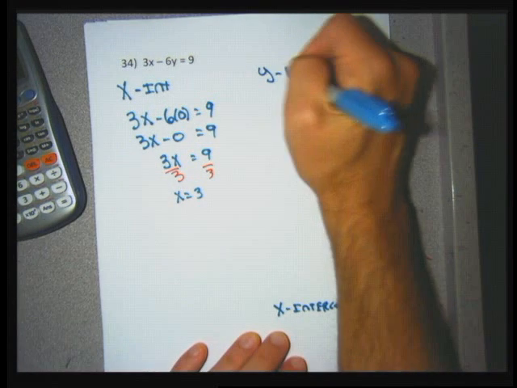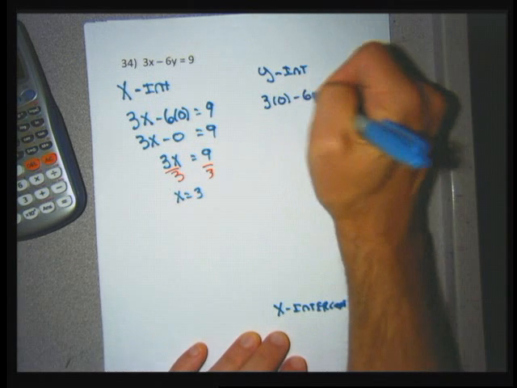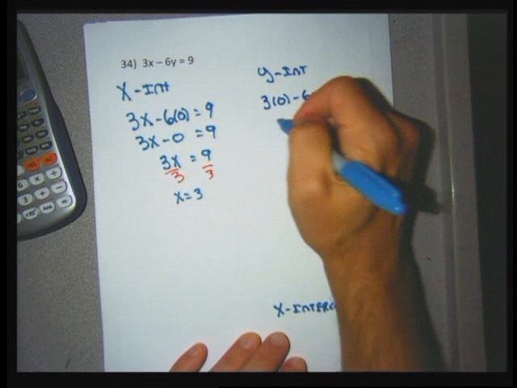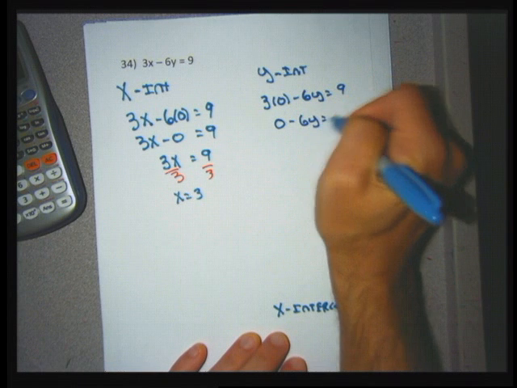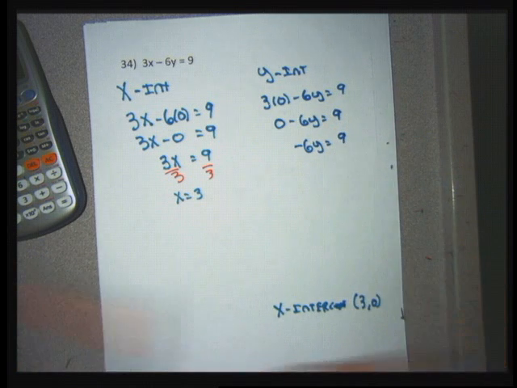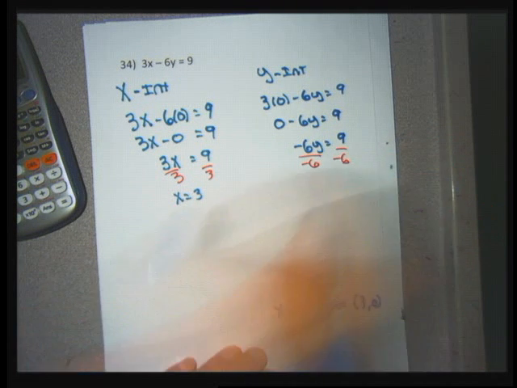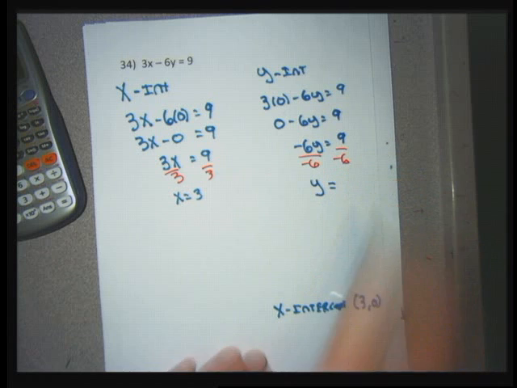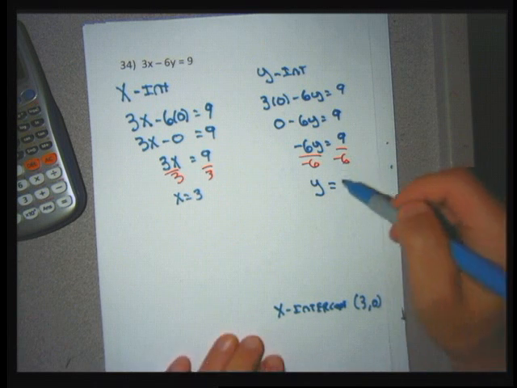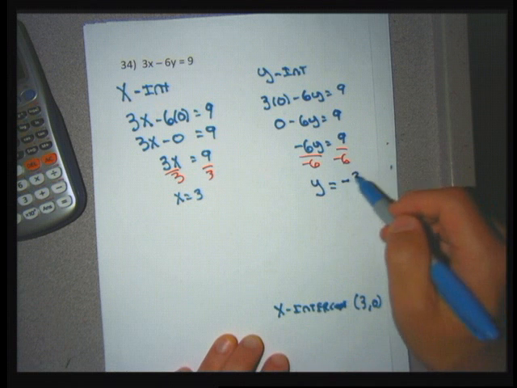To do the y-intercept, I'm going to plug 0 in for x. I'm going to go 3 times 0 minus 6y equals 9. That gives me 0 minus 6y equals 9, which gives me minus 6y equals 9. I have to divide both sides by negative 6. On the left side, I get a nice y. On the right side, I get a negative, because a positive divided by a negative is a negative. It looks odd to keep that negative in the denominator, so I'm going to move it up to the right of the fraction. And 9 over 6 reduces by 3 to 3/2.